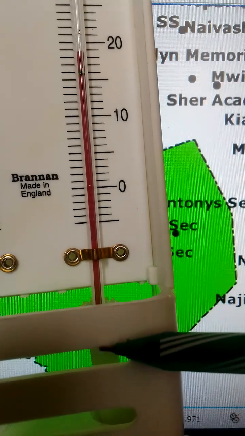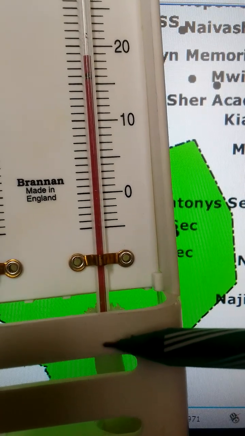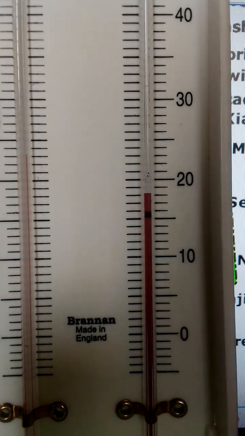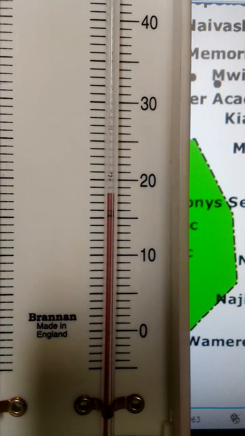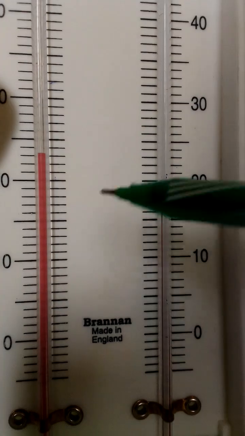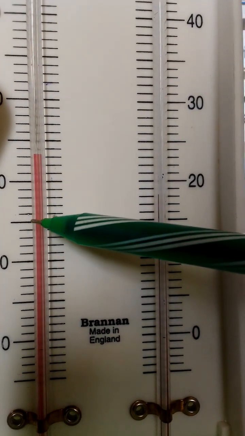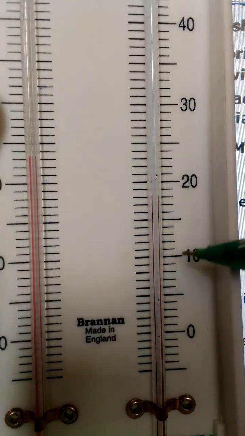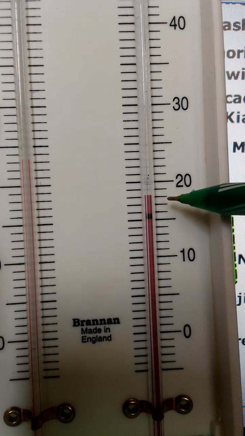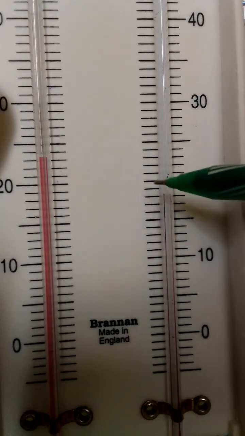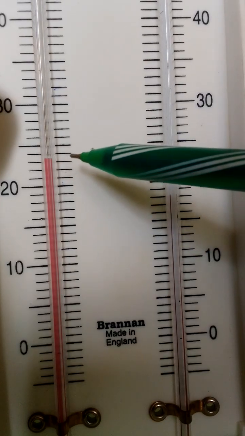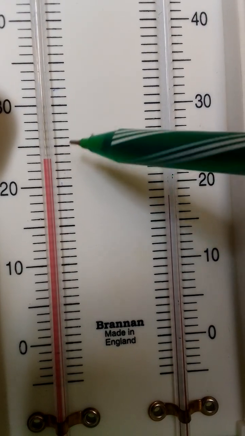That evaporation, which takes place around the wet bulb, causes cooling, such that the temperature that is recorded at the wet bulb on the wet bulb thermometer is usually lower than what is observed on the dry bulb thermometer. For example, in this case, the wet bulb temperature is about 18 degrees Celsius, and the dry bulb temperature is between 23 and 24 degrees Celsius.